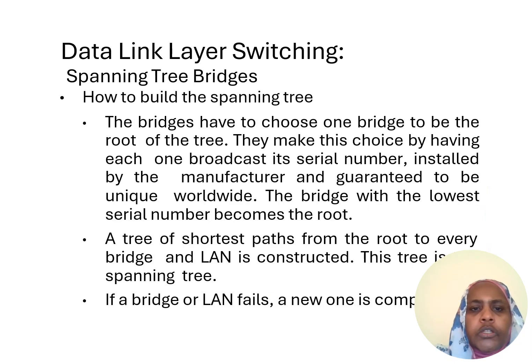To build the spanning tree, the bridges have to choose the root bridge. The root bridge will be chosen as the one with the lowest serial number in the MAC addresses, and then there will be calculations for the shortest path from the root to every other bridge. That's how the spanning tree is created. If a bridge fails or a LAN fails, there will be recomputation.